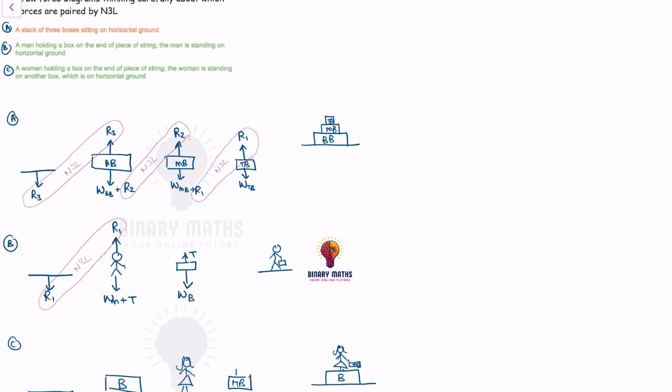Okay, so what does the hanging box feel? The hanging box feels the weight of the hanging box pulling it down, and the tension from the string pulling it up. The woman feels the weight of the woman pulling her down, and tension from the string pulling down. And because the woman is standing on the box, she feels the box pushing up, which is a reaction force, so reaction 1 pushing her up.